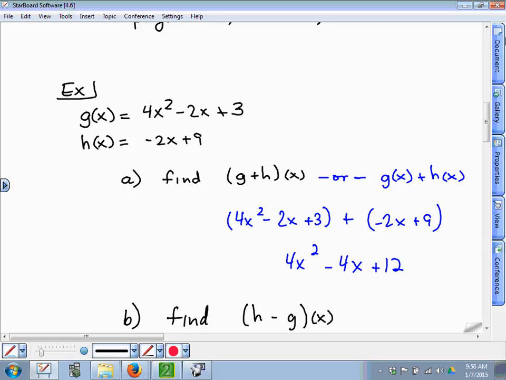The sooner we can get through this, the sooner we're done. H minus g of x. That's one notation. You may also see it like this. H of x minus g of x. Means the same thing. I'm not quite sure what you'll see on the test. It might be written one way or the other.